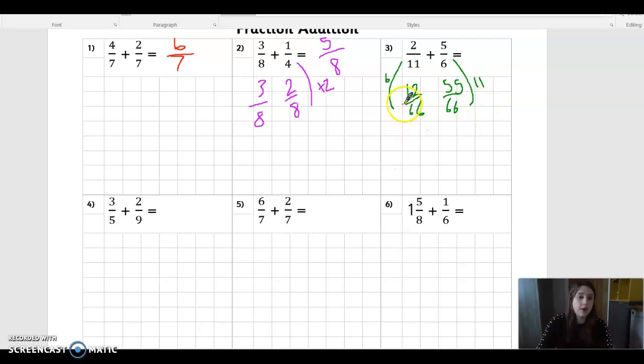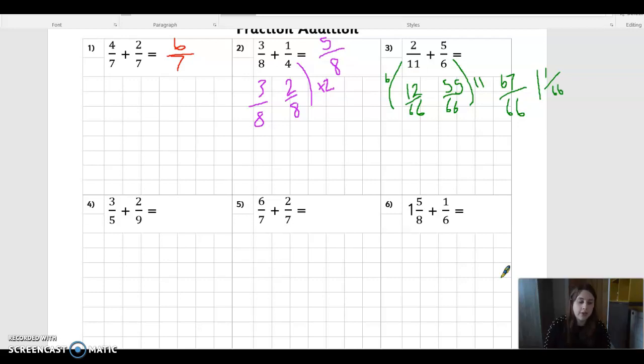Then I just add them across. So I know that the bottom of my fraction is going to be 66. So then I do 12 plus 55, which gives me 67. Now, I know some people have struggled with turning improper fractions into mixed numbers. 67/66 is still correct, so give yourself a tick if you got that. Or you might have converted it into 1 and 1/66. Okay, either answer is correct.